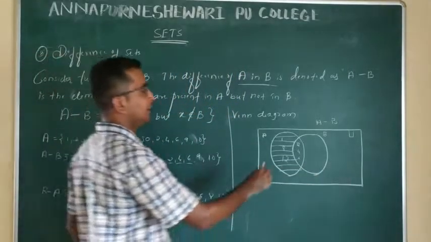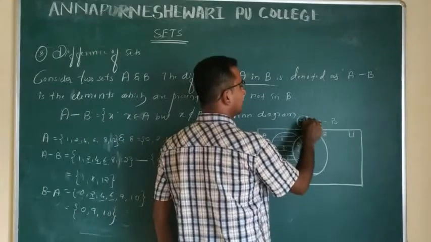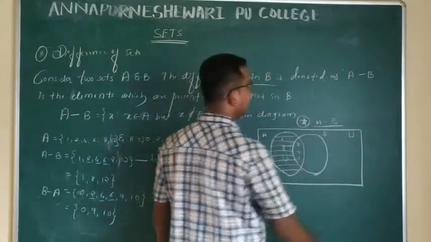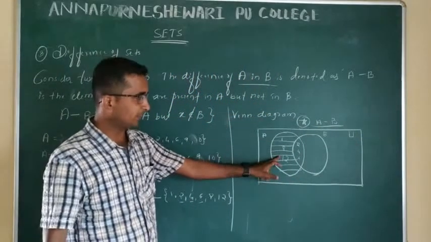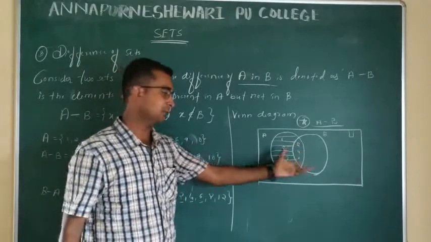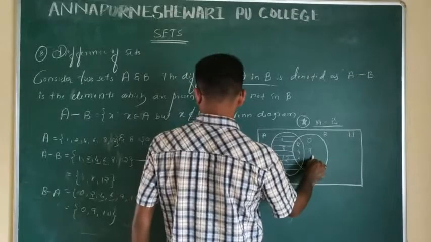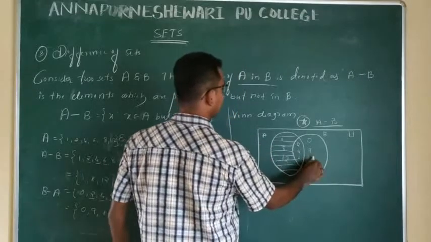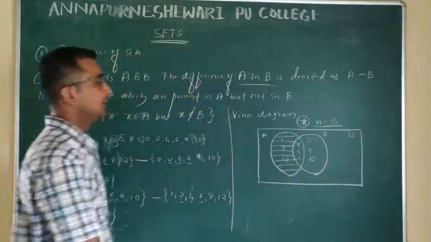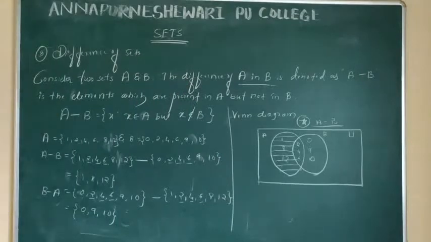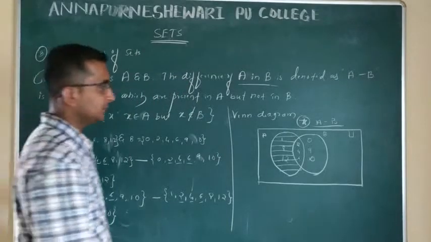This is your A minus B: the elements which are present in A but not in B. The B elements are 0, 9, that is 10. This is about A minus B.